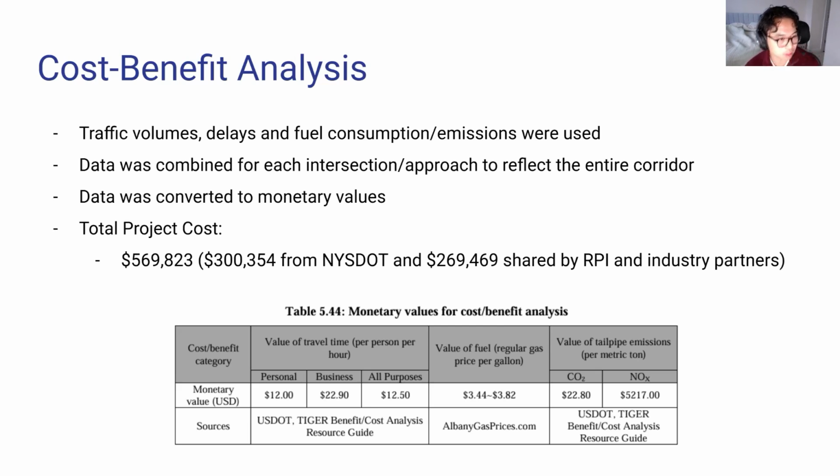So, to go over the cost benefit analysis that was conducted, what was taken into account were the traffic volumes, delays, and fuel consumption and emissions. For each of these, the data was combined for each intersection and approach to reflect the entire corridor. So all traffic volumes throughout the entire corridor were combined, as well as the delays. And the data was converted to monetary values. You can see at the bottom of this table how the cost was calculated and the sources that were used for this.